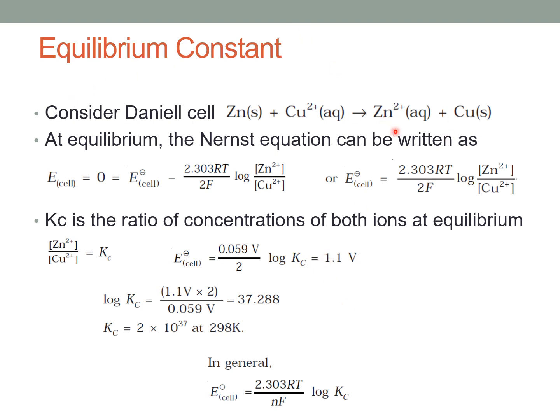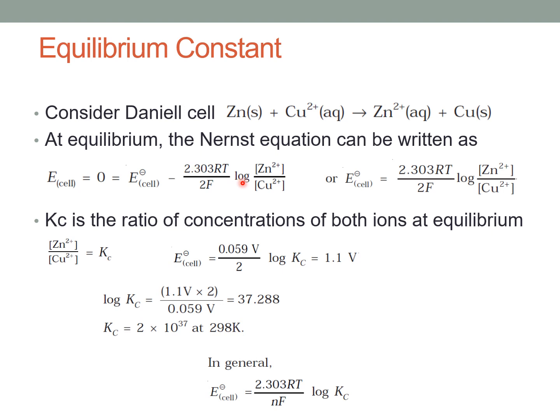So at equilibrium, now you can use the Nernst equation. At equilibrium the potential becomes 0, so the total potential is equivalent to 0. But as per the Nernst equation, the potential of the cell is equal to the standard potential of the cell minus 2.303 RT by the number of electrons, 2F, log.